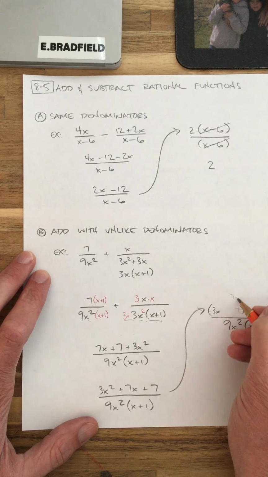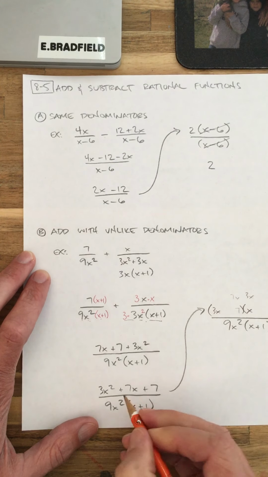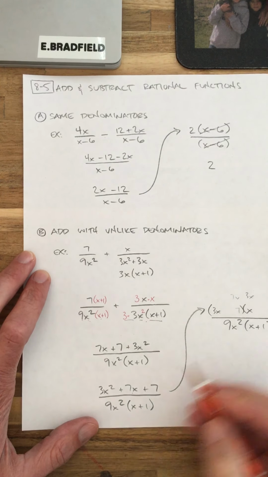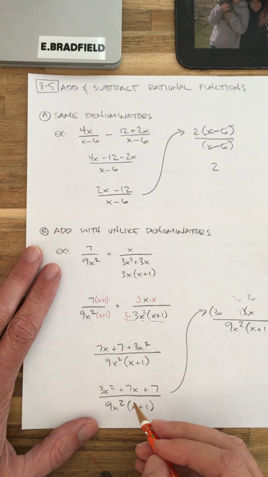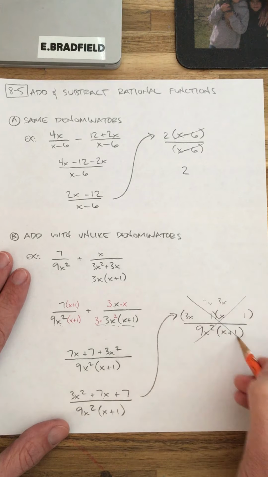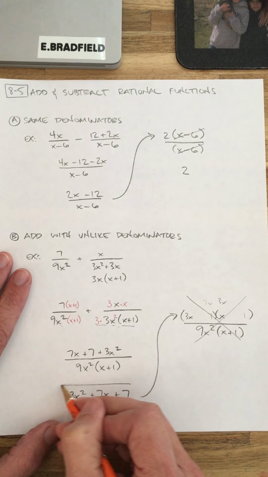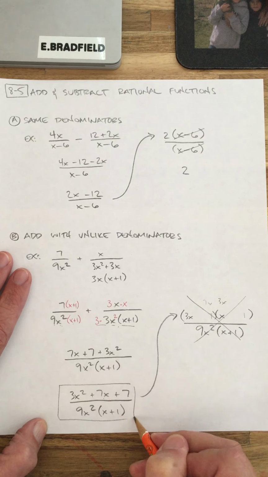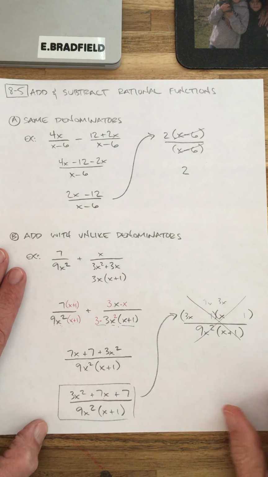I get 7x, I get 3x. I'm trying to get 7x's, I can't get it. This is not going to factor. This won't factor, so we don't even need to do this now, it's done. So this is going to be our final answer. All right, so that's what you need to do.